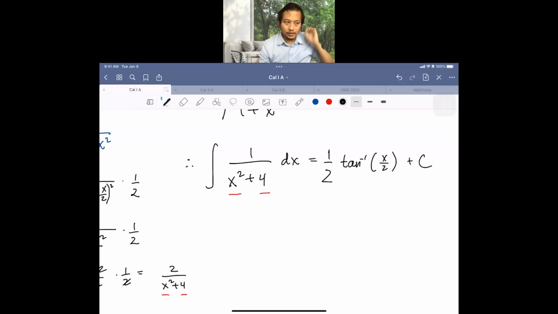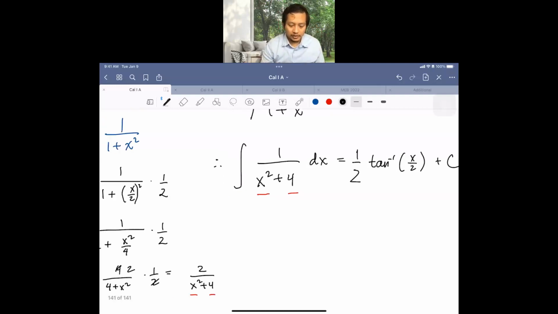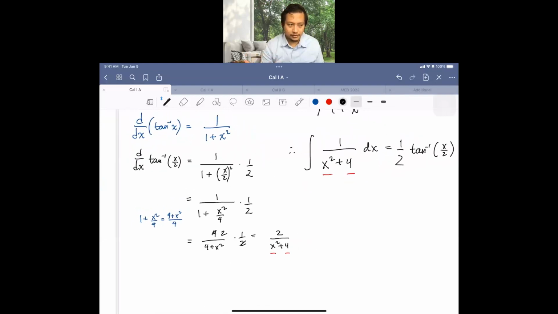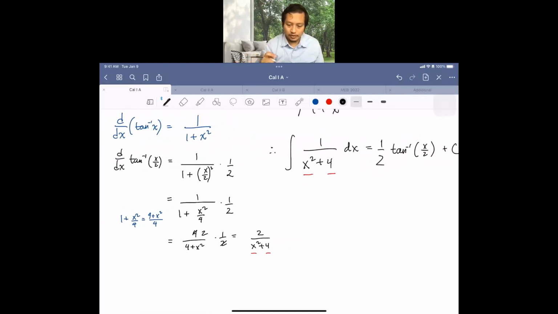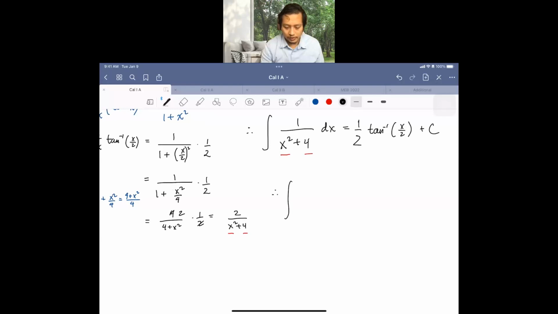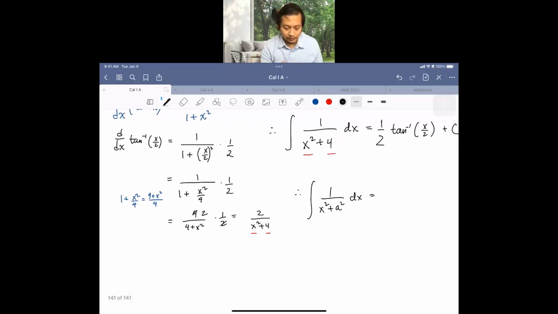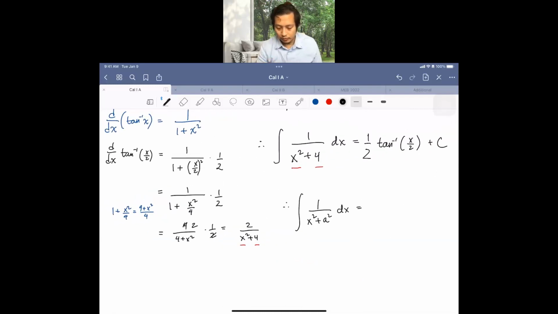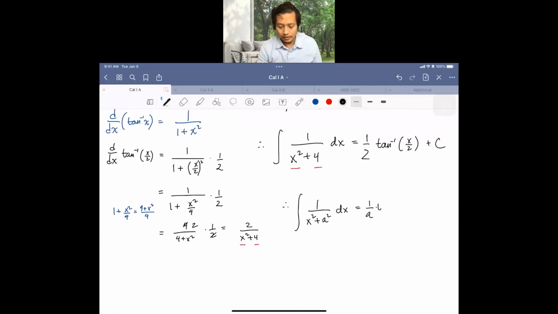Now, of course, we need to make some general formulation for this. So we could take this into a general formula. If we take the integral of 1 over x squared plus a squared dx, by the same proof as we did with this x over 2, we would have 1 over a tangent inverse x over a plus c.